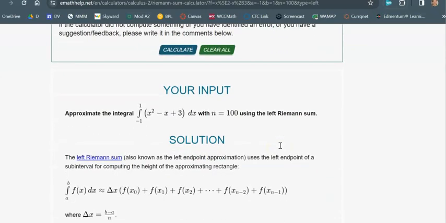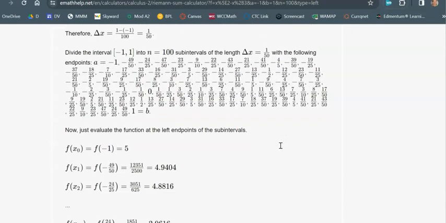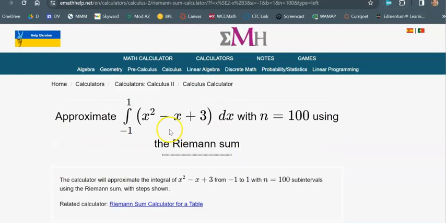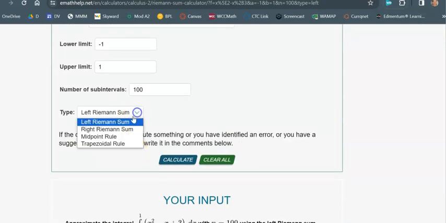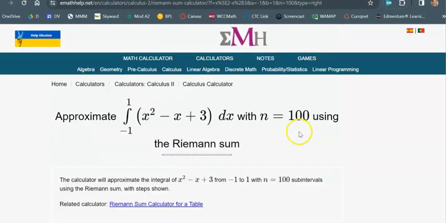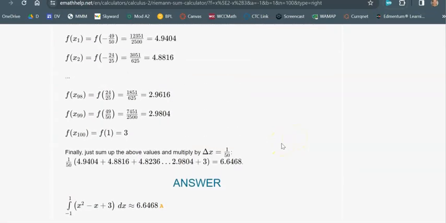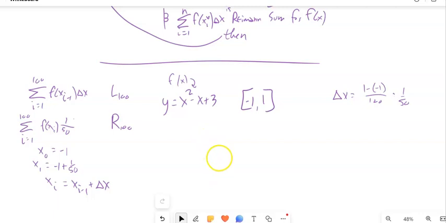It'll show me a bunch of work if I want it to. And notice that my answer is about 6.6868. I'm just going to jot that down. I'll come back and write it down on the main page in a second. And then I'm going to do the same thing, but for the right-hand side. Bunch of work. 6.6468. Man, that is close. It really looks like it's converging. So those are pretty close to each other.